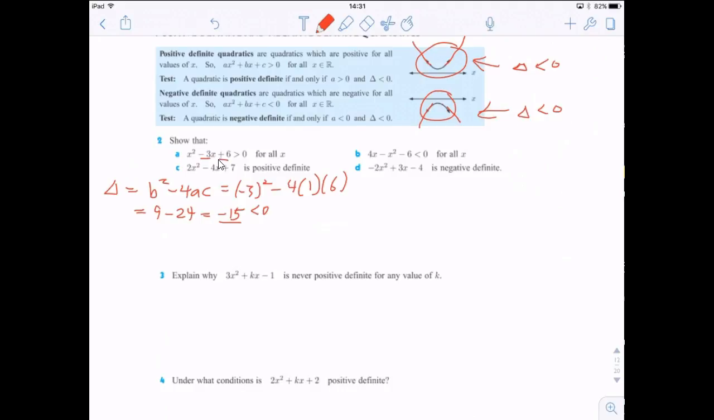One way you could do that is with the a value. Since the a value is positive 1, that means it opens up. So that means it is positive definite. Okay, so that's one way.